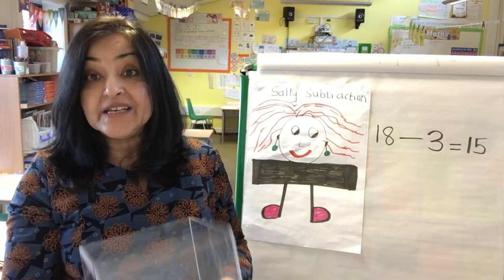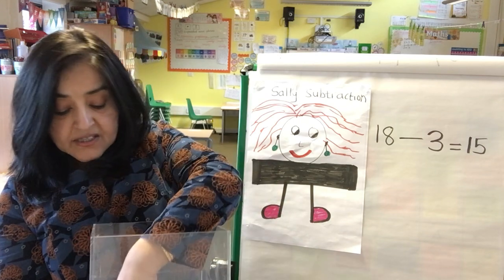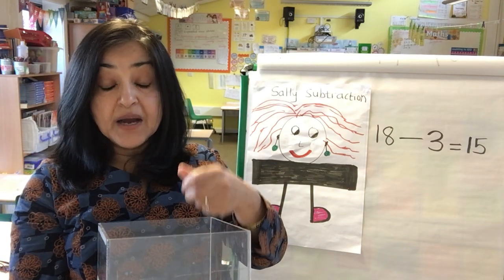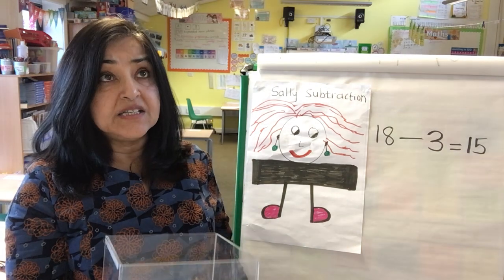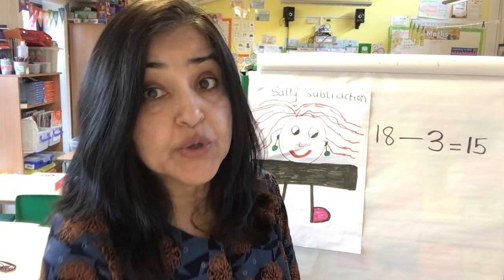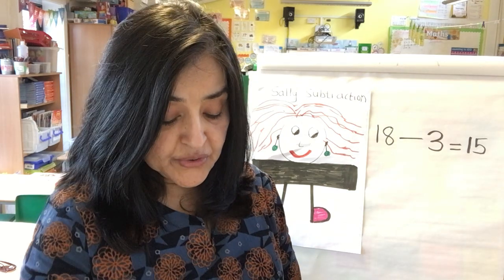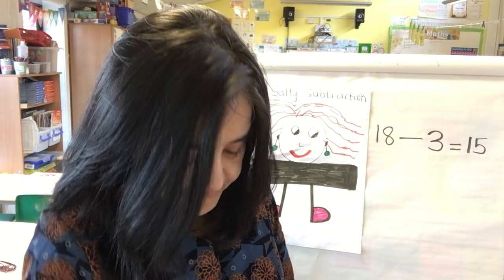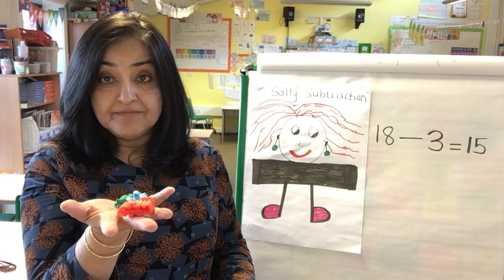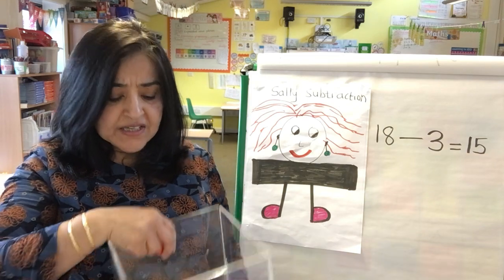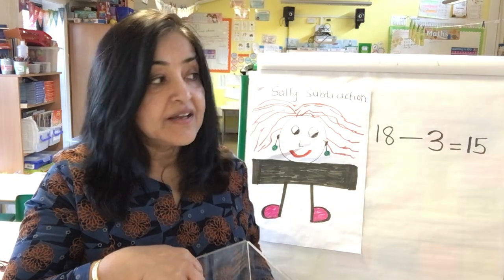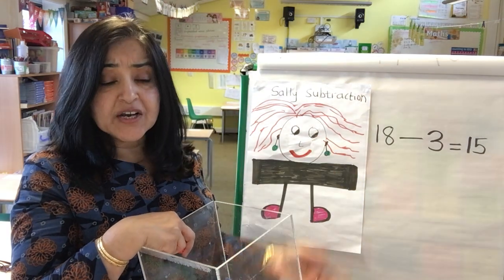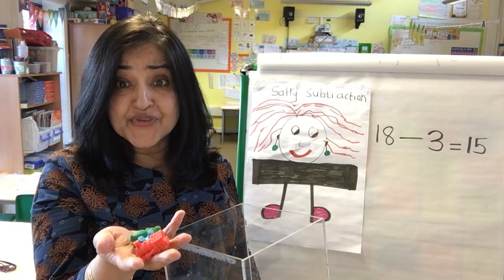I had 15 lovely sorting toys in my maths area. Along comes Sally Subtraction, and guess how many she took away? She took away 3. So first, how many did I have? 15. Then Sally Subtraction took away 3.